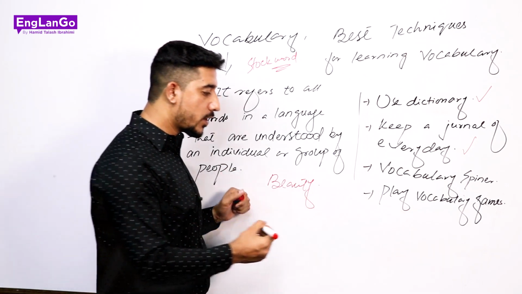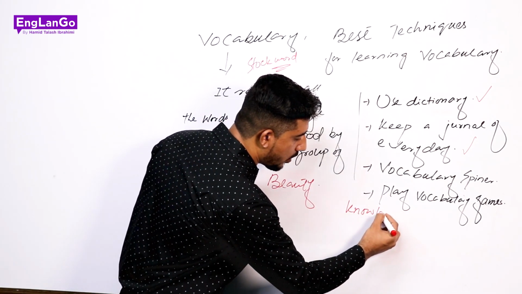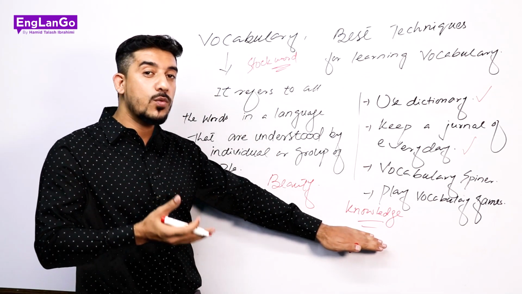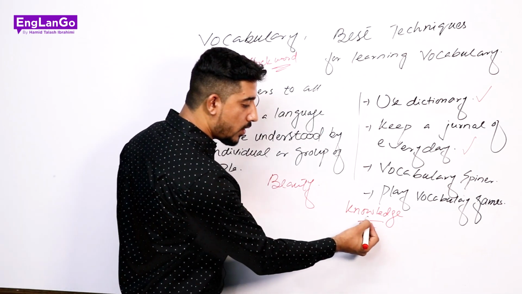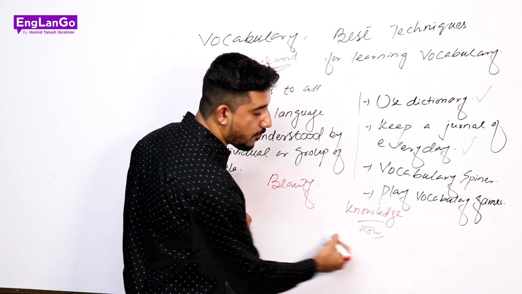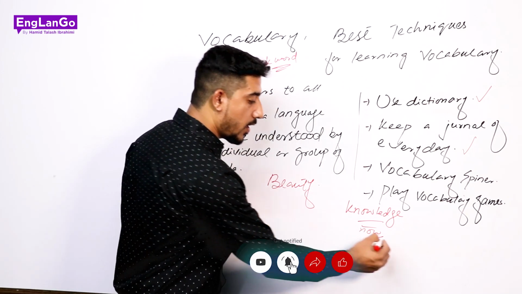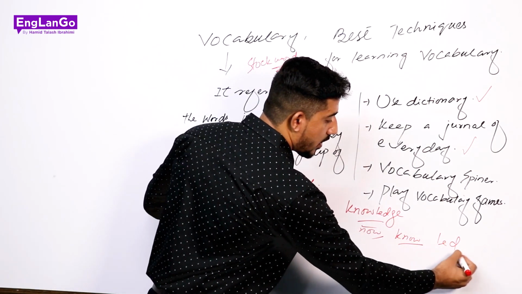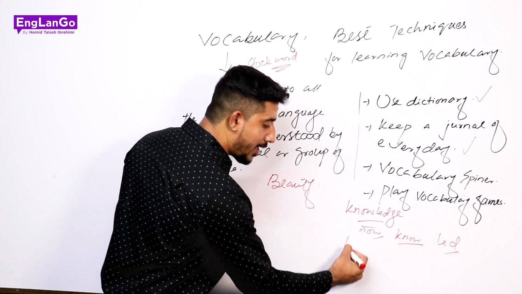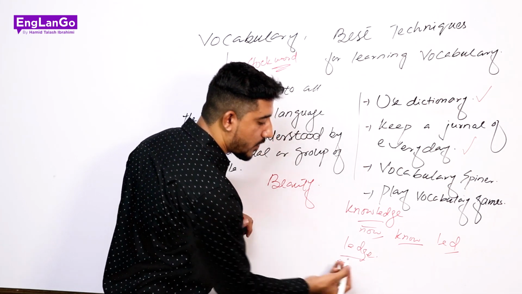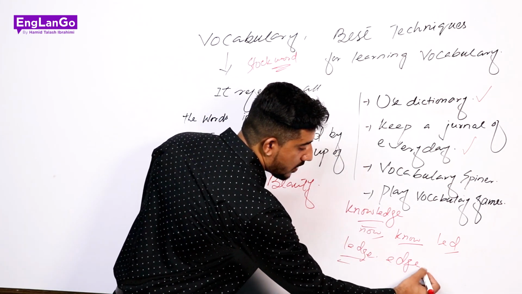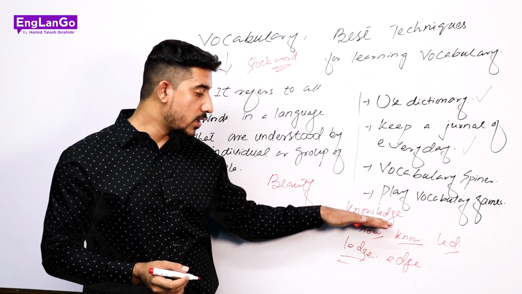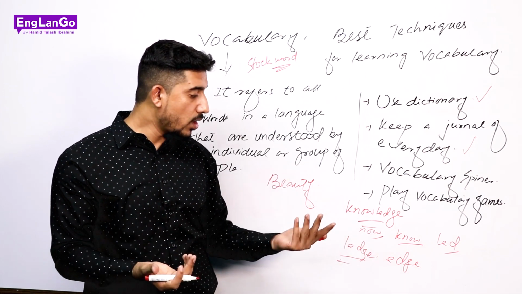So, how does this technique work? For example, there is the word knowledge. You write the word knowledge. Now you have to create words from it. For example, here you have N-O-W, now, it's a different word which gives a different meaning. There is know, it's a different word which gives a different meaning. Here, lead, it's a different word which gives a different meaning. Lid, it's a different word which gives a different meaning. Edge, it's a different word which gives a different meaning. There are a lot of words that you can make from only this, like new. There are a lot of words.